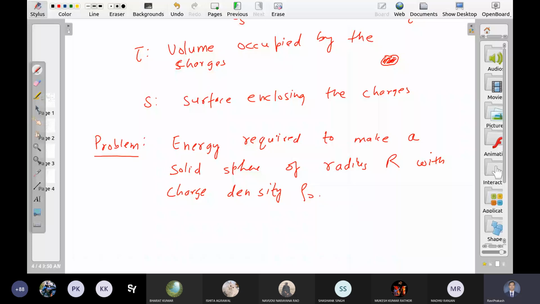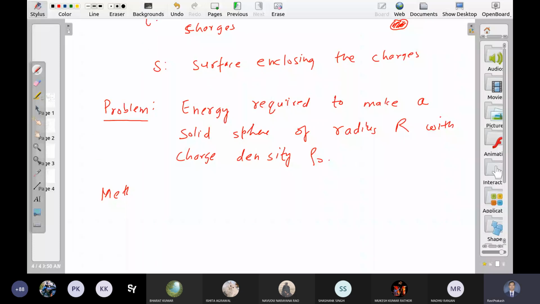Construct this sphere step by step. Let us say at some point this was the radius r. Okay, and obviously there is some charge inside this sphere. कितना charge होगा? Rho naught into 4/3 pi r cube. Now let us bring some more charge from infinity so that radius increases from r to r plus dr.